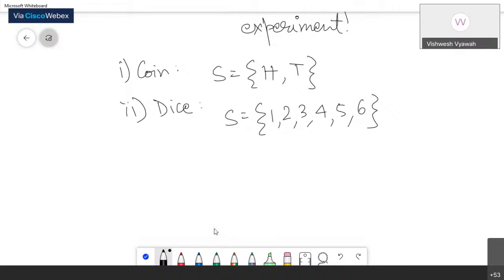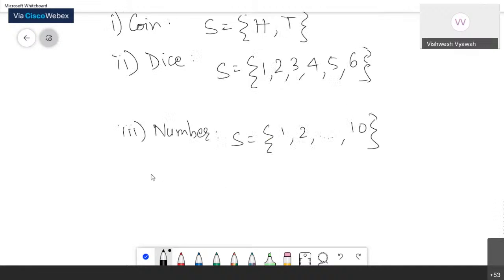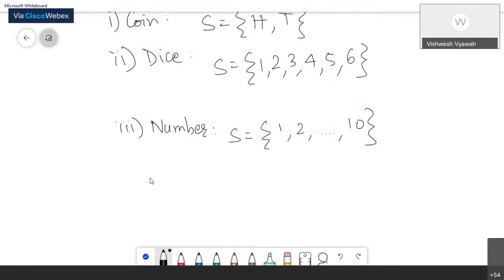So you can have any experiment. If my third experiment is choosing a number randomly between 1 to 10, the S will be 1, 2, up to 10. This is nothing but the outcome. Any of these can be outcomes. So this is how I define the sample space.